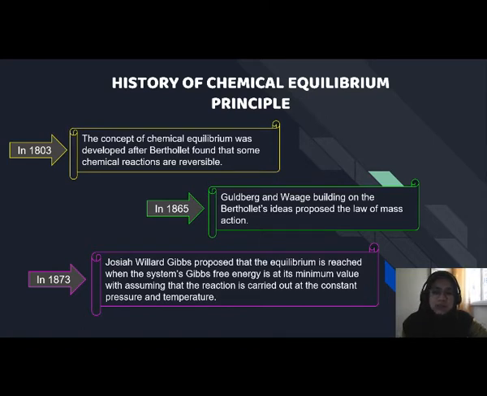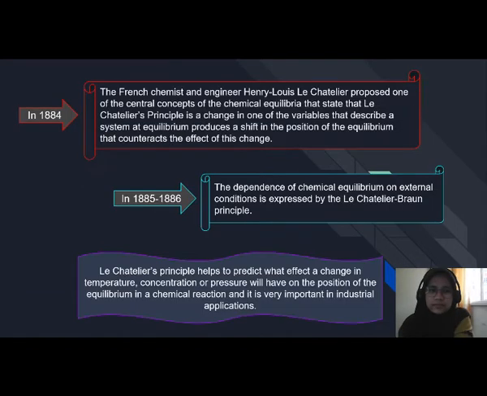Gibbs free energy, denoted by the symbol G, is a quantity that is used to measure the maximum amount of work done in a thermodynamic system when the pressure and temperature are kept constant. In 1884, the French chemist and engineer Henry Louis Le Chatelier proposed one of the central concepts of chemical equilibrium. Le Chatelier's principle states that a change in one of the variables that describe a system at equilibrium produces a shift in the position of the equilibrium that counteracts the effect of this change.